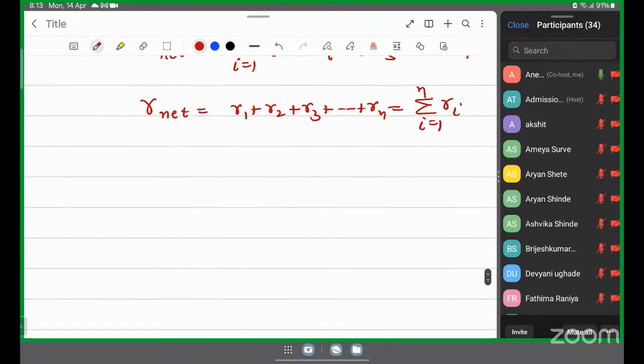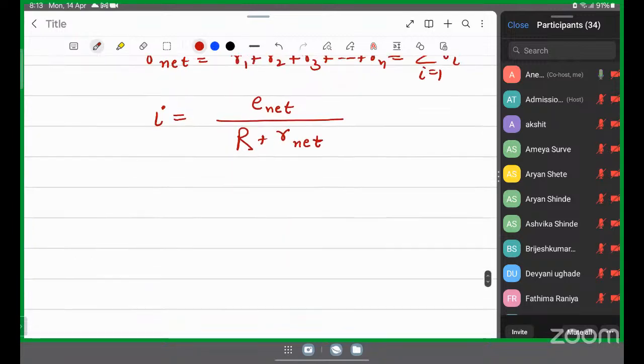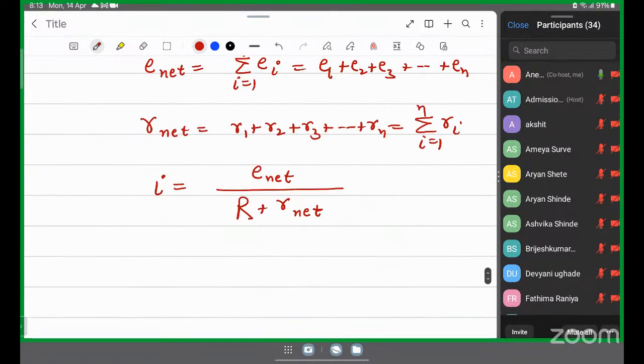If you are looking for current I in the circuit, this will be E net divided by external resistance of the circuit plus R net. This is the first combination, that is series.